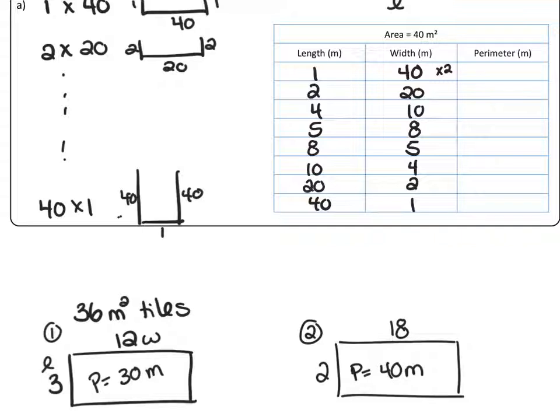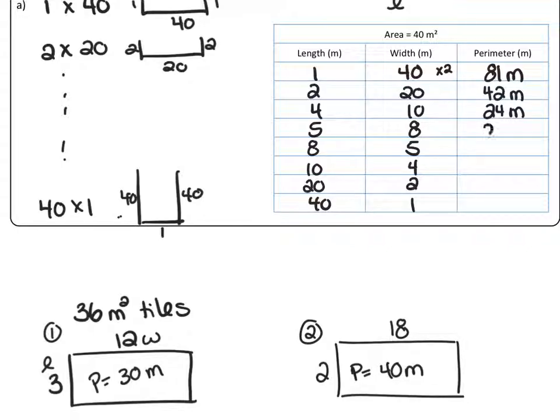So I'm going to use that to find the perimeter. In this case, 40 on one side, 40 on the other, and 1 on the other. This becomes an 81 meter perimeter. So I'm going to do the same thing. This would be 42. This would be 24. And we can keep going.